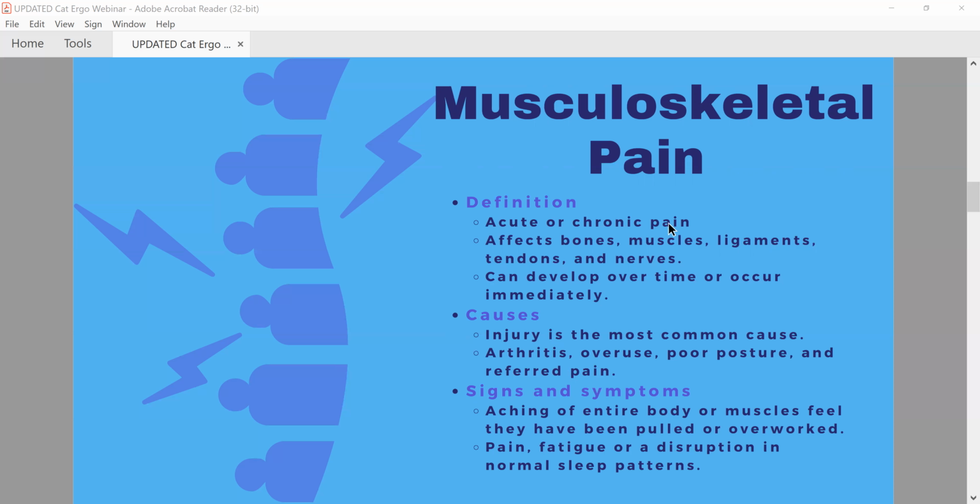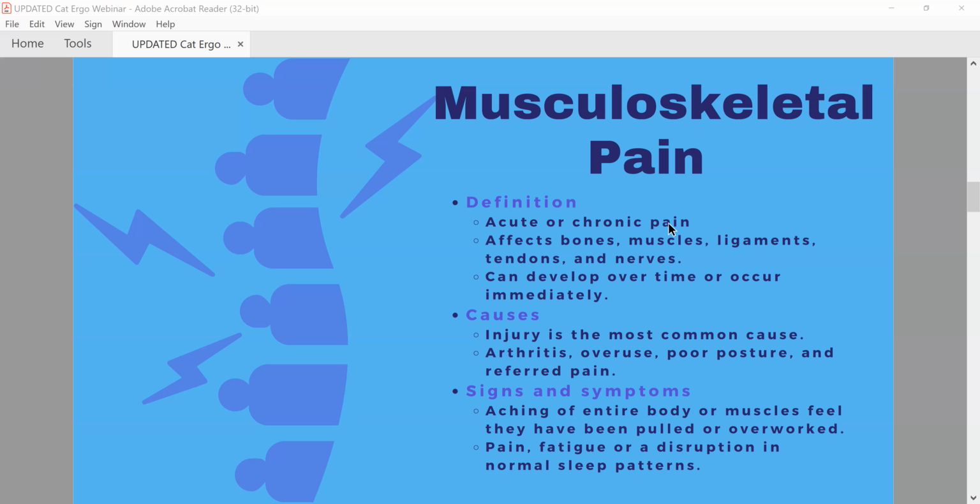Typically, an injury is the most common cause of musculoskeletal pain. However, other causes include arthritis, poor posture, overuse, and referred pain that's radiated from another area. If your muscles feel like they've been pulled, overworked, or you experience body aches all over, then this could be a sign of musculoskeletal pain. Additionally, feelings of fatigue or disruption in normal sleep patterns are symptoms of this type of pain as well.